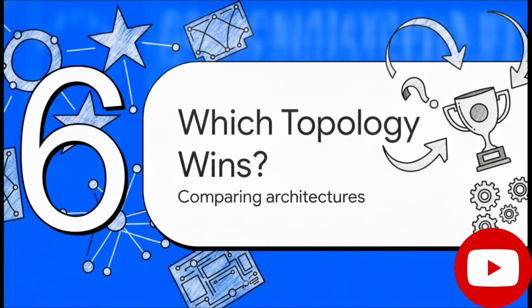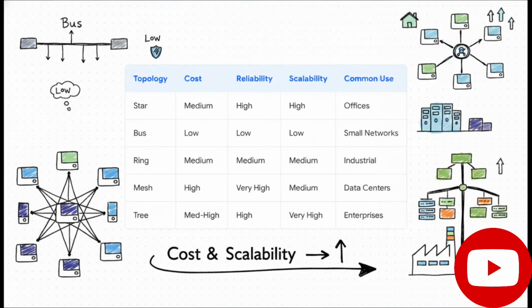Section 6. Which topology wins? The truth is, there's no single winner. It entirely depends on what you actually need. Our journey kind of proves that cost directly scales with reliability. You've got the bus topology, super low cost but low reliability, perfect for small, temporary setups. Star is your golden middle ground, medium cost, high reliability, dominating our homes and offices.